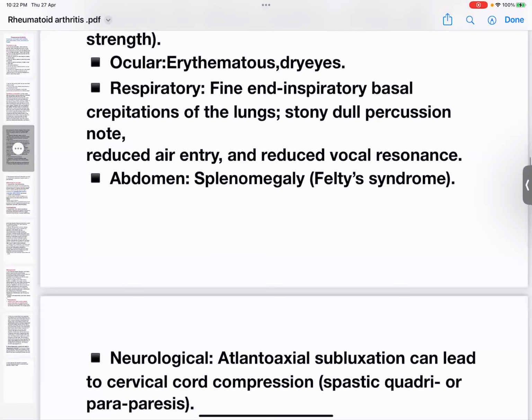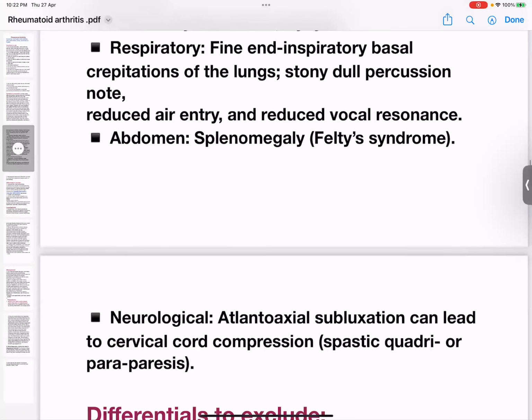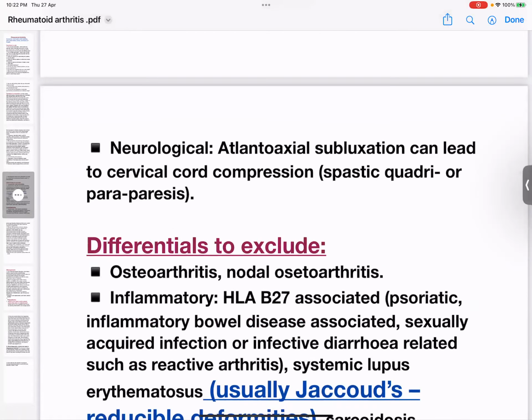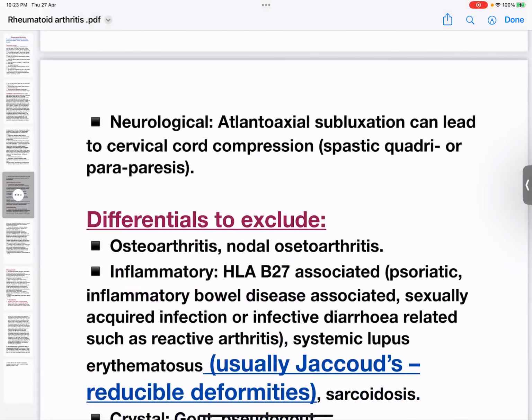If there is, for example, splenomegaly or Felty syndrome, and you will not have time to do an abdominal examination for hepatosplenomegaly, or a cardiological examination for any cor pulmonale or pulmonary fibrosis, just put your stethoscope on the back of the chest. Neurological: atlanto-axial subluxation can lead to cervical cord compression and spastic quadri- or paraparesis. This is not the case in the exam. You will not find this level of complications.